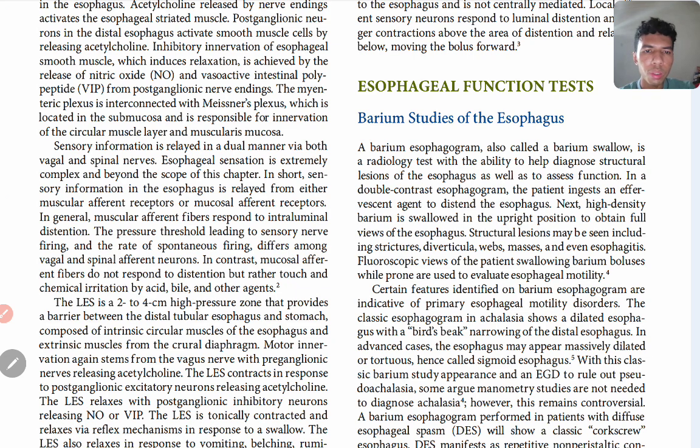In a double contrast esophagogram, the patient ingests effervescent agents to distend the esophagus. Next, high-density barium is swallowed in the upright position to obtain full views of the esophagus. Structural lesions may be seen, including strictures, diverticula, webs, masses, and even esophagitis. Fluoroscopic views of the patient swallowing a barium bolus while prone are used to evaluate esophageal motility.